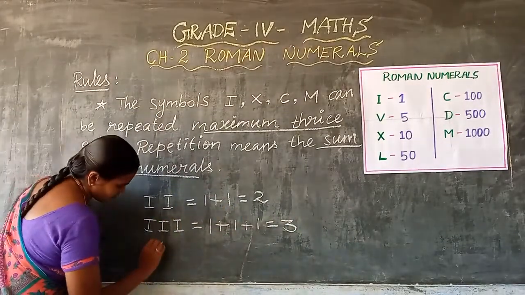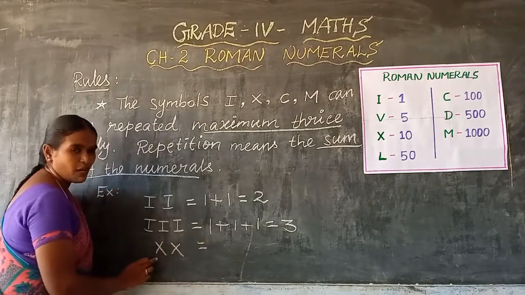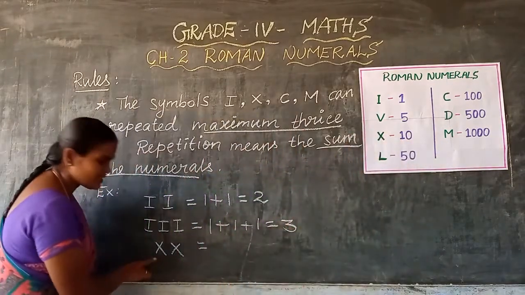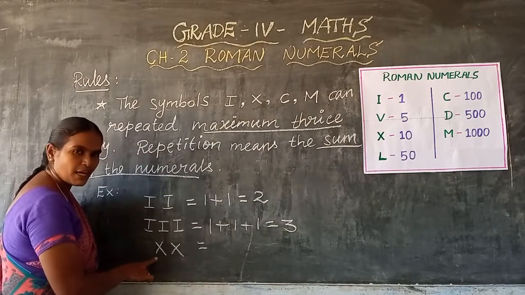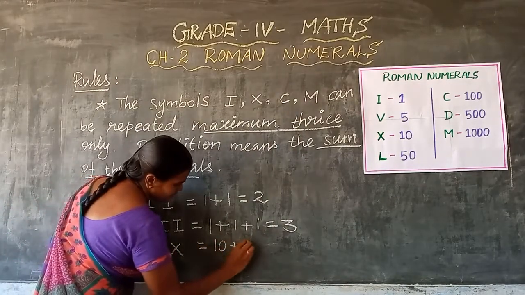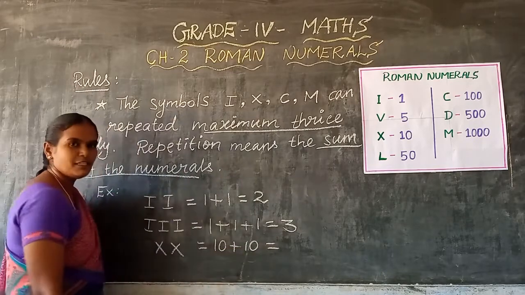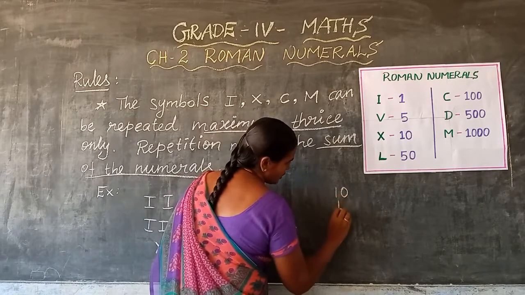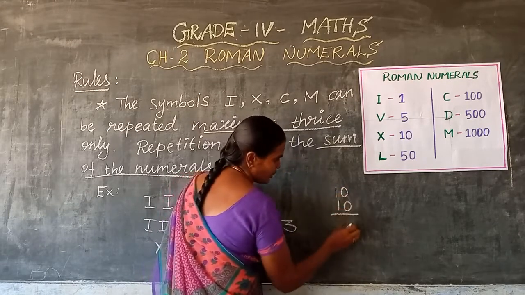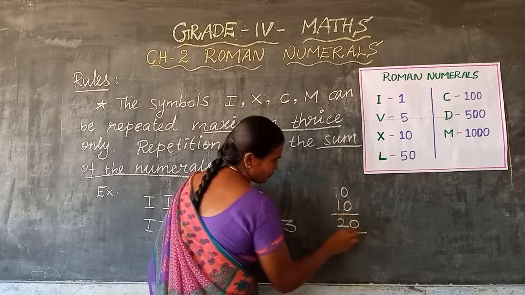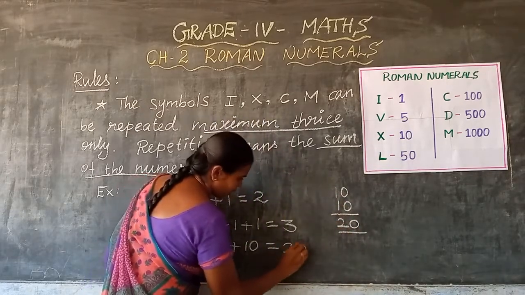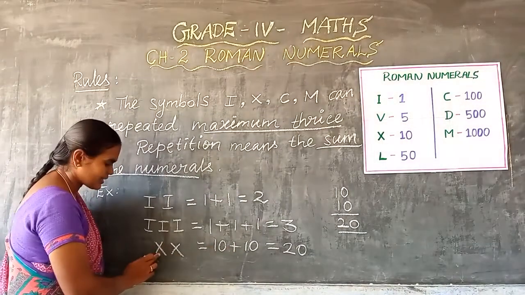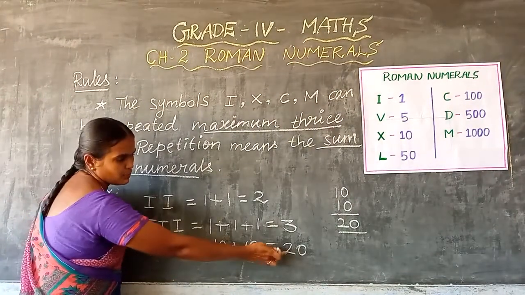Next I write XX. What is the value of X? Value of X is 10. So repeated means addition. So 10 plus 10 is 20. We know that 20. Otherwise you arrange the numbers and add: 0 plus 0 is 0, 1 plus 1 is 2. So we get answer 20. X repeated means addition.